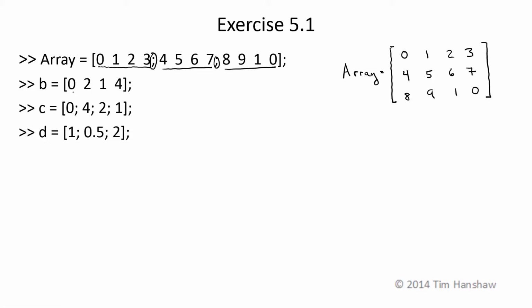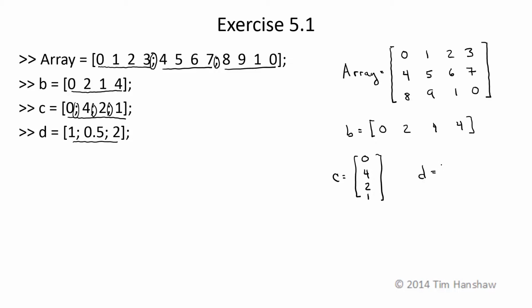The B array is a single row. All of the elements in this are separated by spaces. So B is equal to 0, 2, 1, 4. C is a column vector. Since there's only one column, it contains elements that are separated simply by semicolons. So C is 0, 4, 2, 1. D is also a column vector: 1, 0.5, 2.